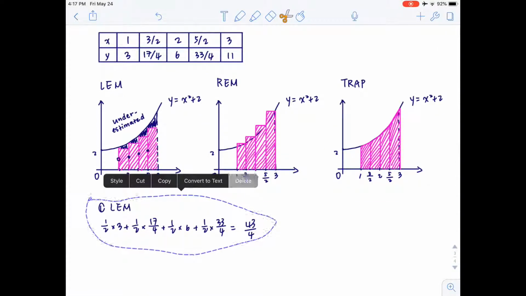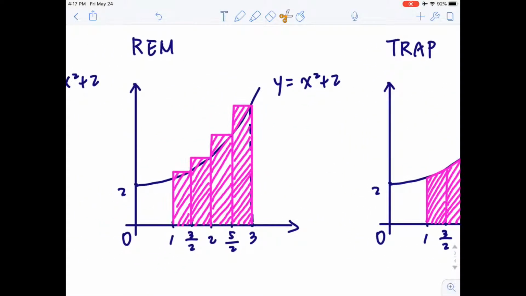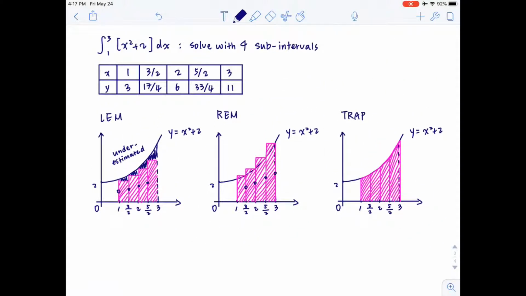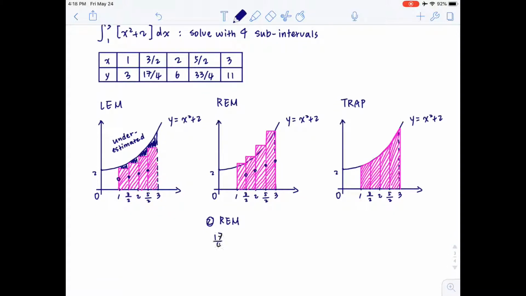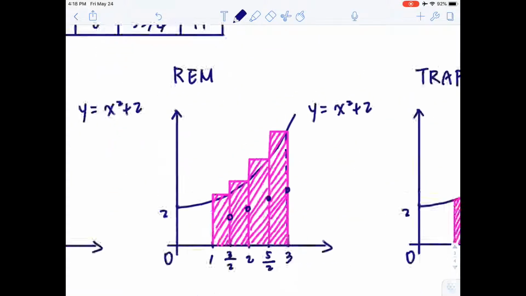Second, when we're asked to use REM, we estimate the area under a curve also by adding up four rectangles, but this time we're using the height on the right. We again multiply the width and height of the rectangles and add them together, while this time we can see that part of the figure goes over the curve, so the answer we got is actually greater than its true value, and we can say that it's overestimated.